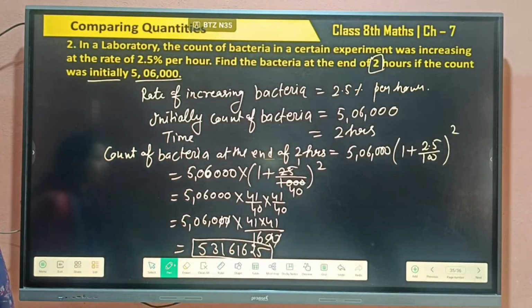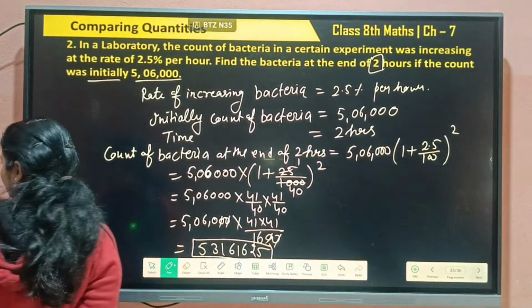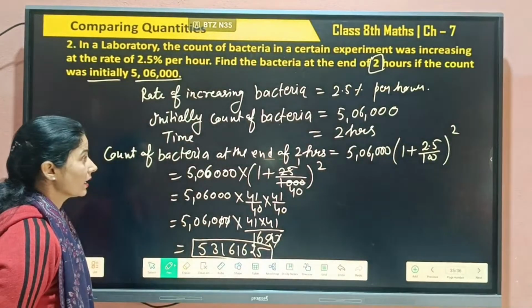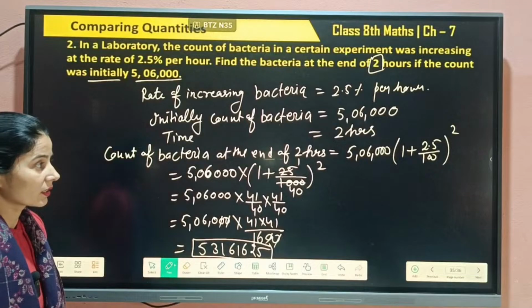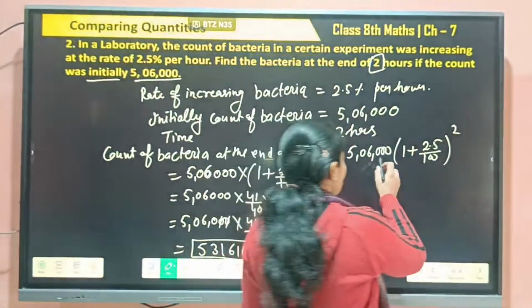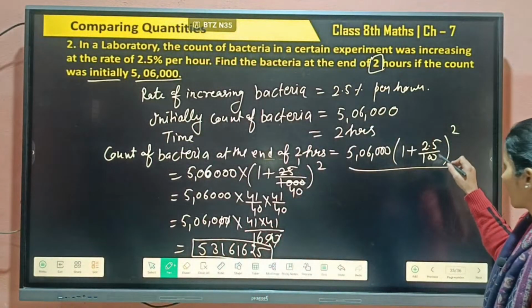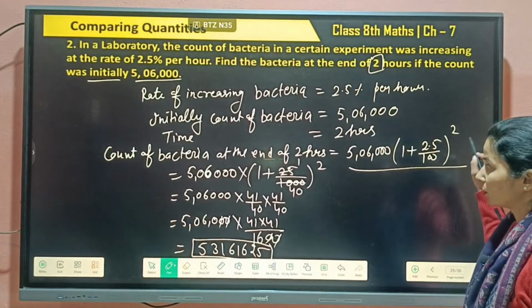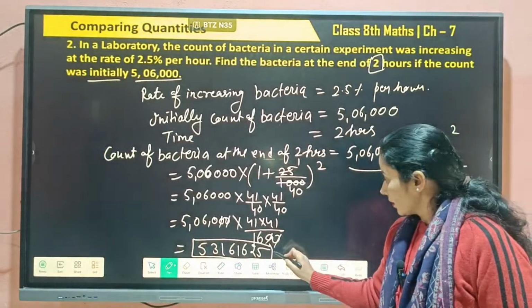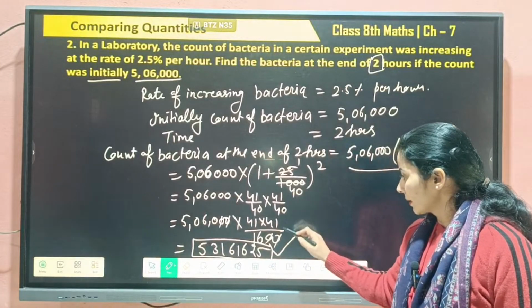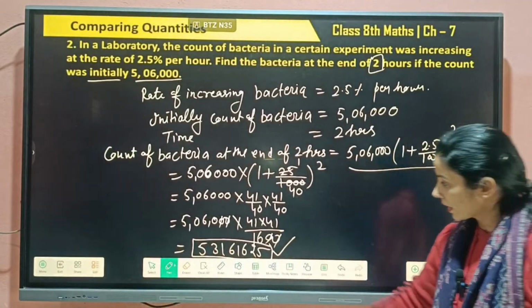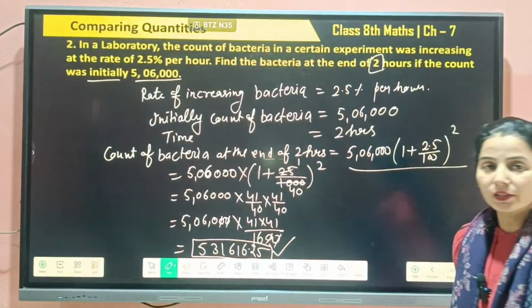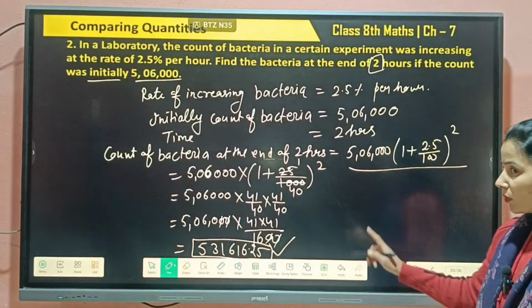The rate of increase of bacteria is 2.5% per hour, initially the count of bacteria is 5 lakh 6,000, and the time is 2 hours. The count of bacteria at the end of 2 hours is 5 lakh 6,000 into (1 plus 2.5 by 100) to the power 2. Then if you calculate and simplify, your answer will be 5 lakh 31,616.25. So question number 2 is completed.